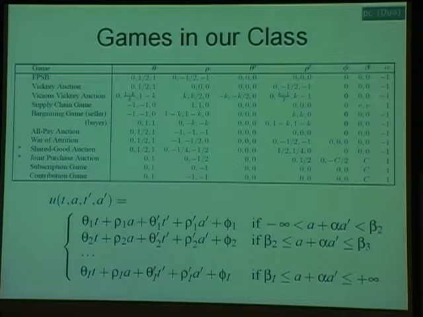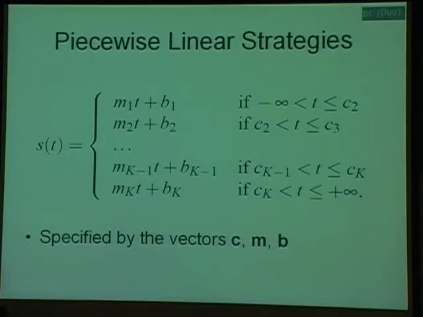Here are the parameter settings for a host of games, some well-known like first price and second price sealed bid auctions, and a couple we made up, namely the shared good auction and joint purchase auctions. I'll describe those shortly. Okay, so games can now be described by a set of parameters. And if we also specify a piecewise linear strategy like this, and remember, in a one-shot game, a strategy is just a mapping, one-dimensional mapping from type to action, then we're ready for my main result for this game class.